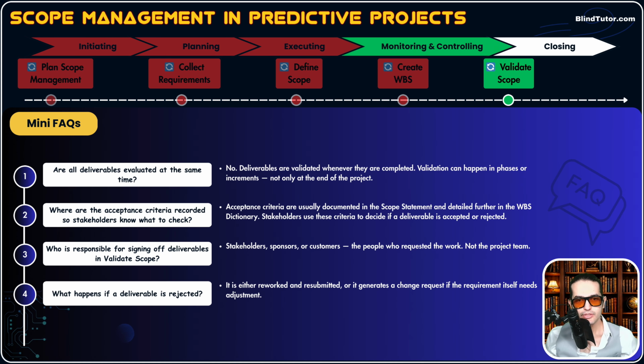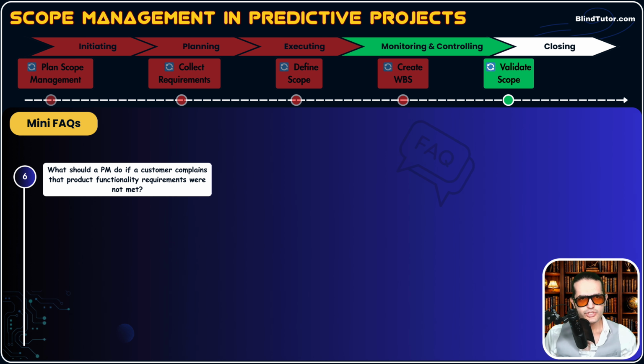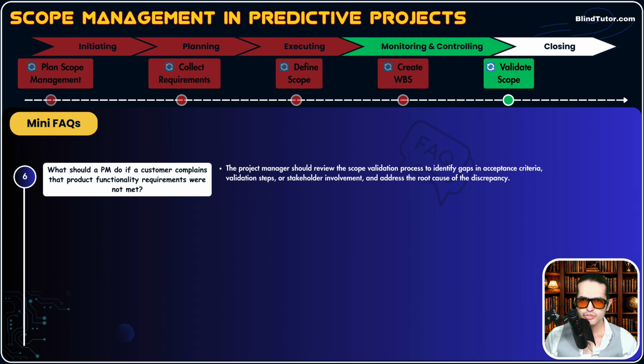Question number 5. Does every deliverable need formal acceptance in predictive projects? Yes. Every deliverable listed in a scope baseline must go through validated scope for stakeholder acceptance. This is very important, guys. Question number 6. What should a PM do if a customer complains that product functionality requirements were not met? The project manager should review the scope validation process to identify gaps in acceptance criteria, validation steps, or stakeholder involvement and address the root cause of discrepancy.